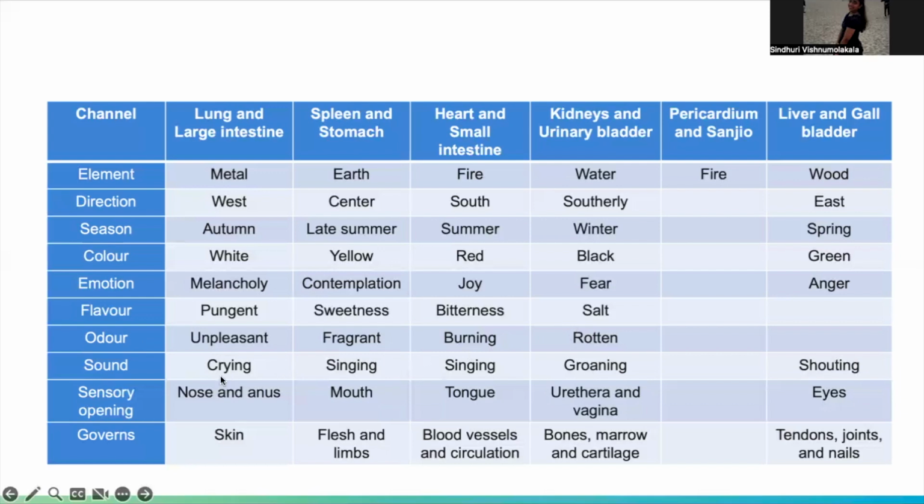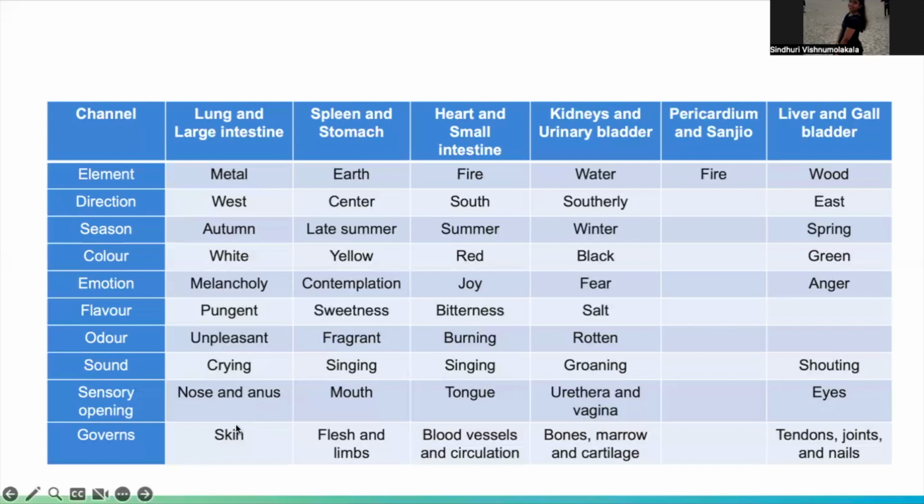And the sound related to lung and large intestine is crying. Then spleen and stomach represent singing, heart and small intestine singing, kidney and urinary bladder groaning, liver and gallbladder shouting. Spleen and stomach represent contemplation. They open into the nose and anus, mouth, tongue, urethra and vagina, and liver and gallbladder open into your eyes.